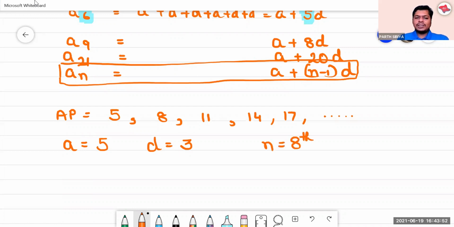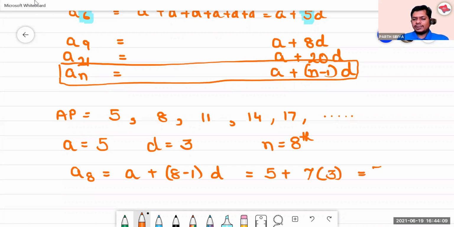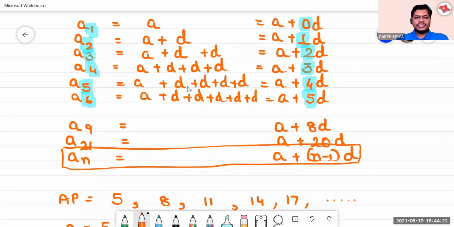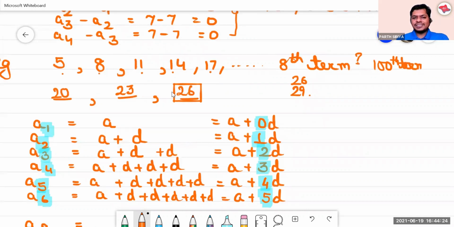ठीक है, तो अगर हम यही फॉर्मूला यूज करें, A8 will be A plus 8 minus 1 D. A की जगह पे मैं 5 रखूंगा. 8 minus 1, 7 होता है, और D है 3. So that means 5 plus 21, 26. सही आया. यही आंसर कहा था किरण ने, और हमने जब चेक किया था तभी भी वो 26 ही आ रहा था. ये रहा 26. सही है, इजी.